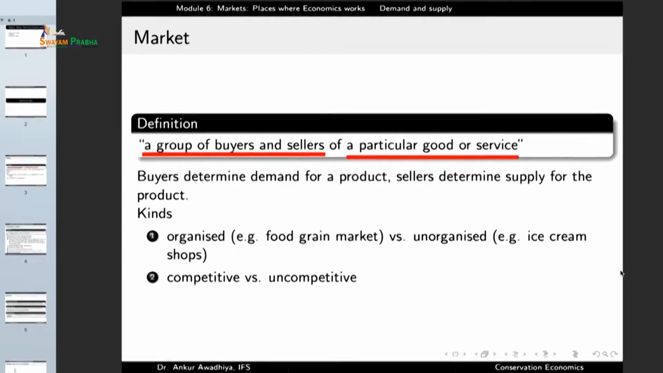And there are different kinds of market. We can have an organized market, such as the market for a food grain. In the case of an organized market, different buyers and sellers come to a place and they play by certain rules to sell their products. In a number of these organized markets, the buying and selling of goods could be, say, through the use of auctions or through certain other institutional mechanisms. So, this is an organized market.